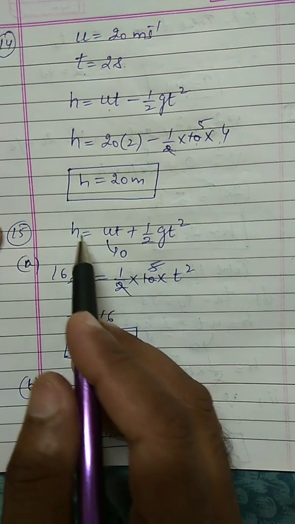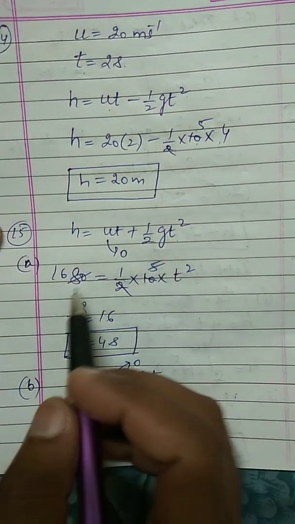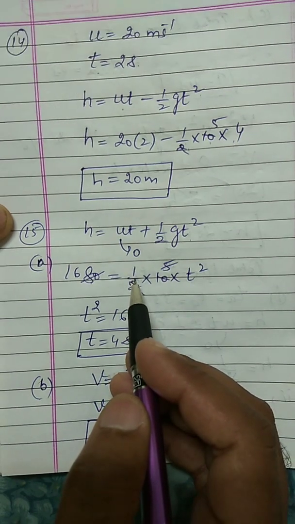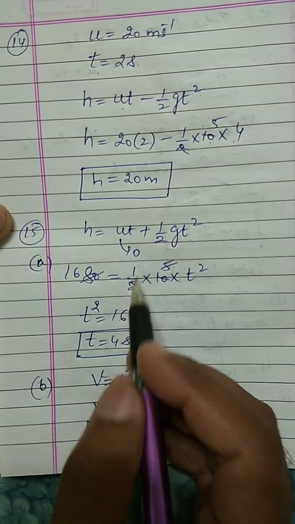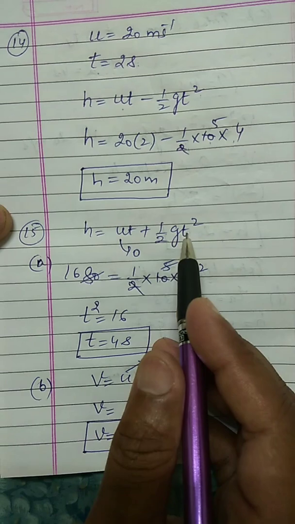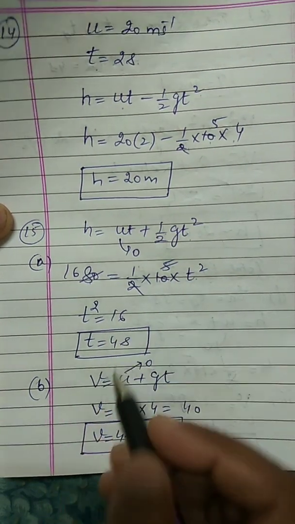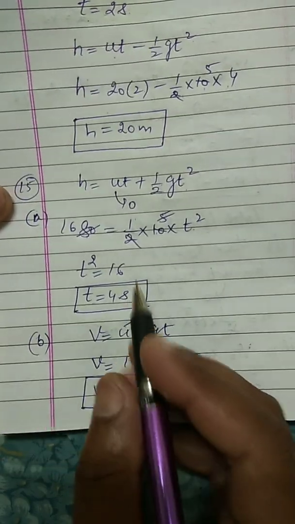Now 15th numerical, H is equal to UT plus half GT square. H is given 80 meter, U is 0 initial velocity during the free fall, half, gravity is 10, T square, you have to find time, so T square is equal to 16, T is equal to 4 seconds by taking root.